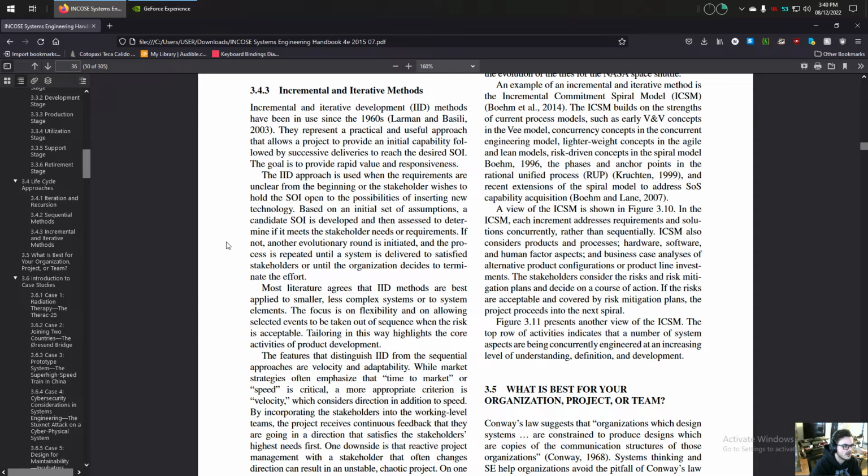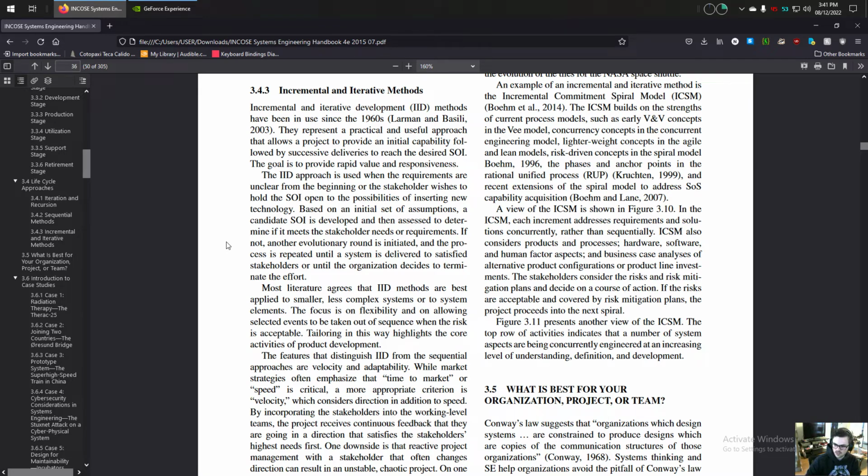The IID approach is used when the requirements are unclear from the beginning, or the stakeholder wishes to hold the system of interest open to the possibilities of inserting new technology. Based on an initial set of assumptions, a candidate system of interest is developed and then assessed to determine if it meets stakeholder needs or requirements. If not, another evolutionary round is initiated, and the process is repeated until a system is delivered to satisfied stakeholders or until the organization decides to terminate the effort.